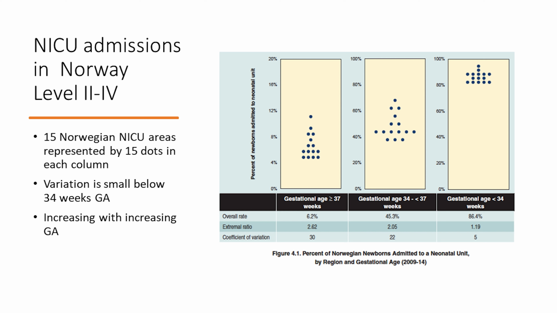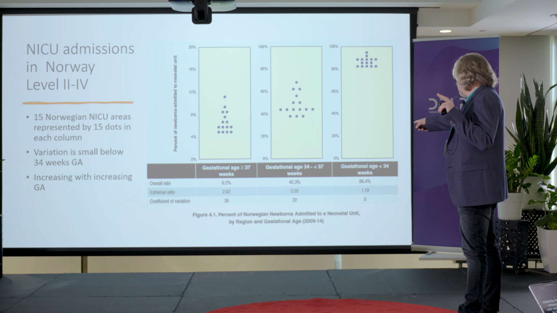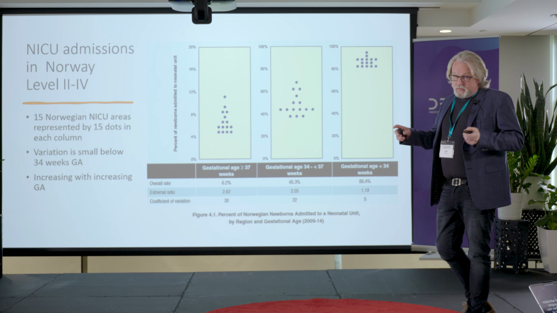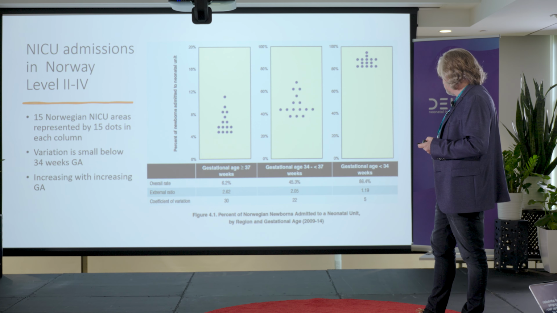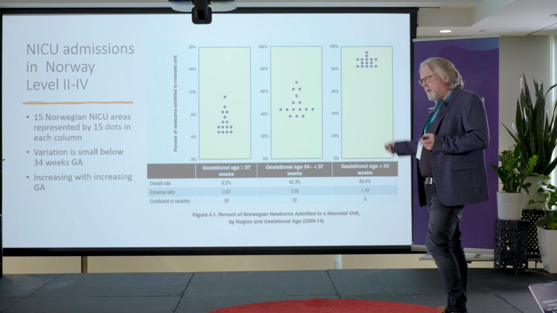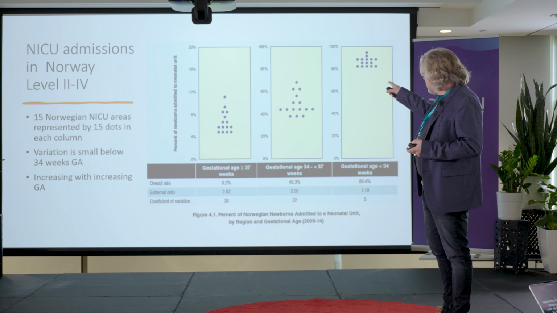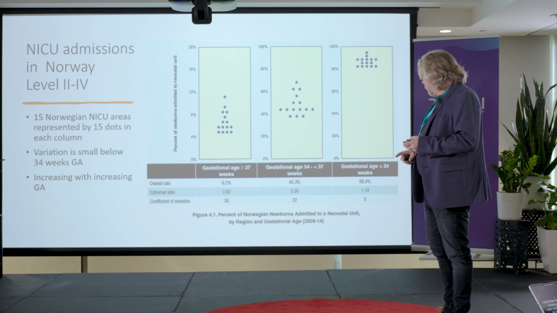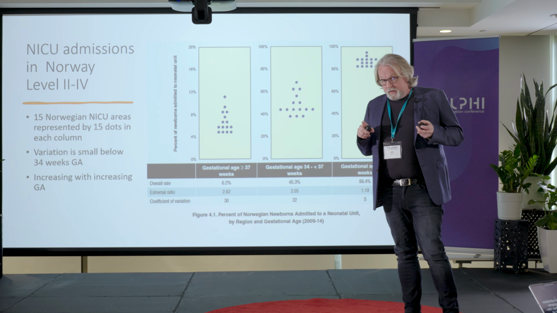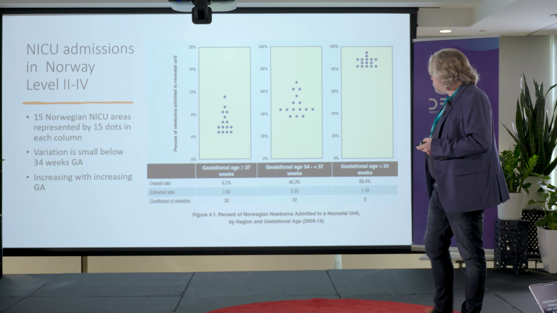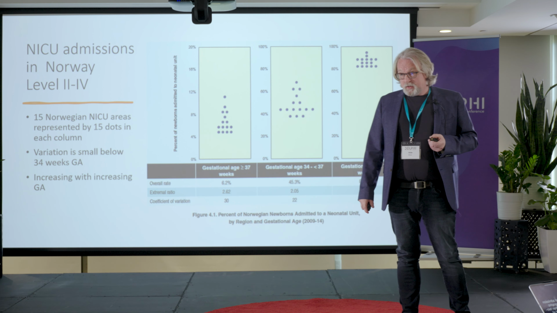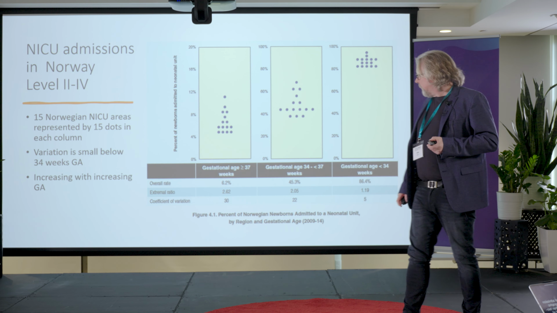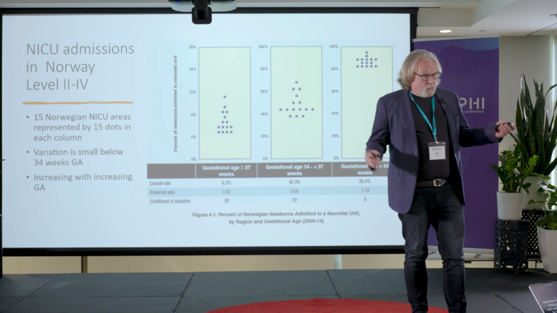If you look at those below 34 weeks, you see that the variation is very small. It has an extremal ratio of 1.2. So that's negligible. But as soon as you go to those between 34 and 37 weeks, the extremal ratio increases to 2. It means that between the highest admission rate and the lowest, there is a 100% difference. And even more, when you come to babies over 37 weeks gestational age, then the extremal ratio increases to 2.6. So why is that?